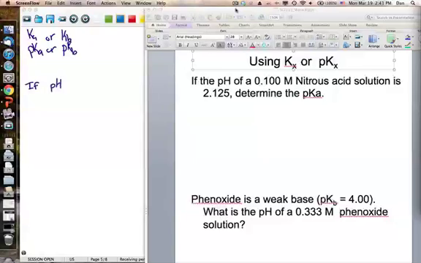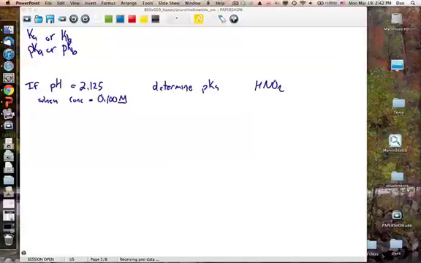If the pH of a 0.100 molar nitrous acid solution is 2.125, determine the pKa. So we have this nitrous acid solution, and we are asked to determine the pKa. Well, what we really need to do is actually determine the Ka. Before we get there, though, we're going to need to know the form of the equilibrium constant.